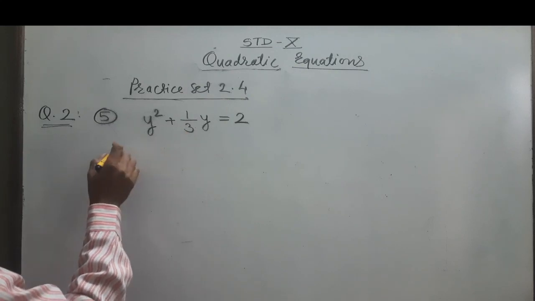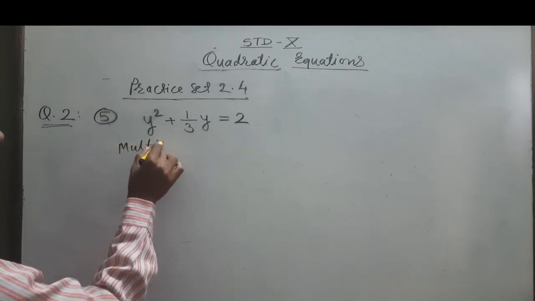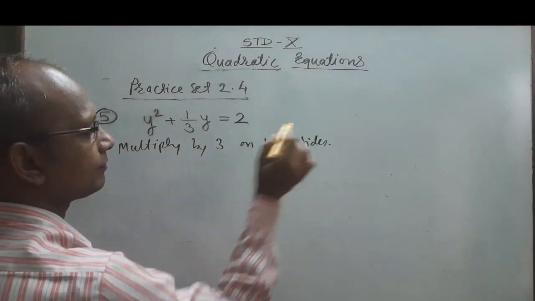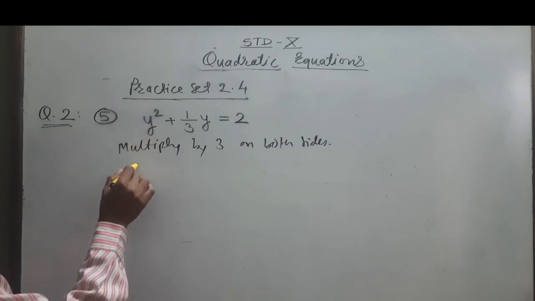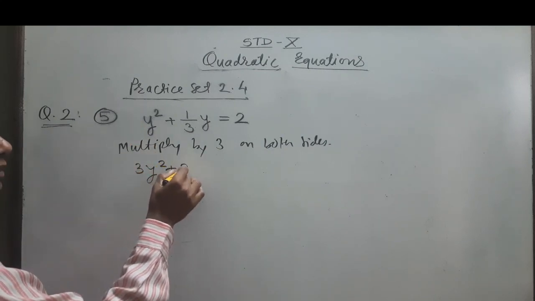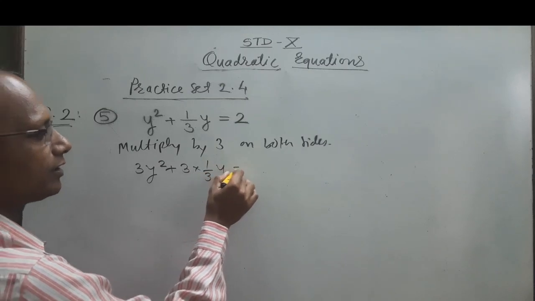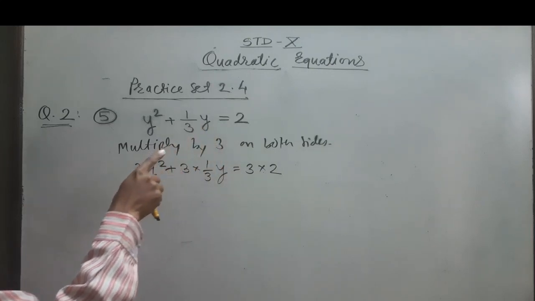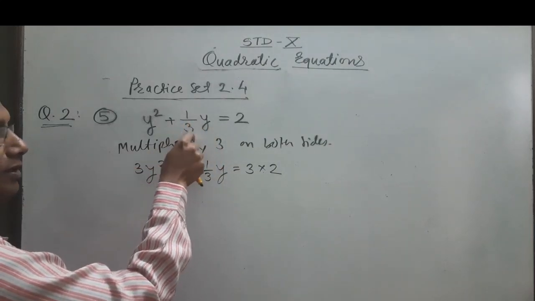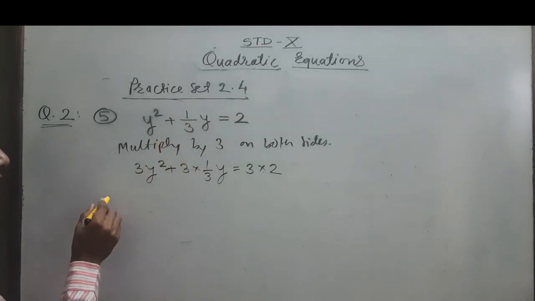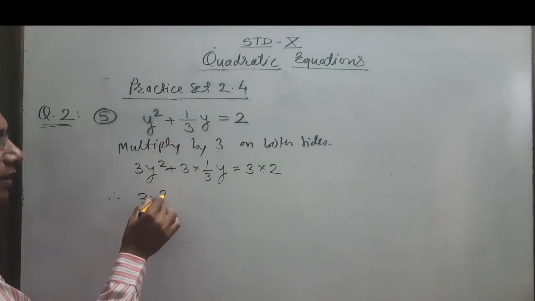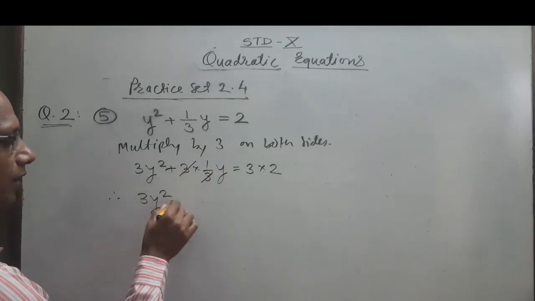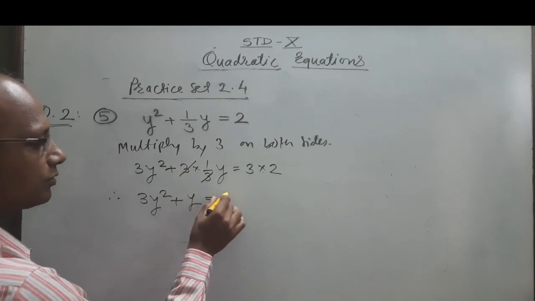So what we do? We multiply by 3 on both sides. So multiplying by 3 on both sides, here 3 into y square plus here 3 into 1 by 3 y, and that is equals to 3 into 2. So 3 is multiplied here, here and here. How do we know to multiply by 3? Because the denominator here was 3 and we had to remove it. Okay, so therefore 3 into y square, that is 3y square. Here 3 into 1 by 3, the 3s get cancelled, plus y remains, and that is equals to 6.